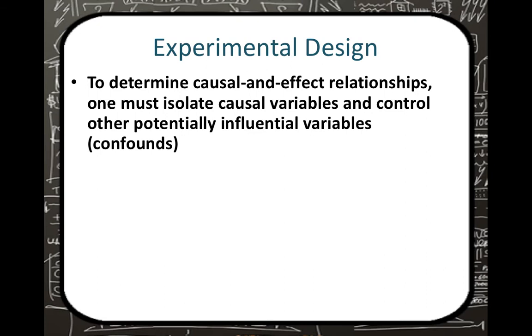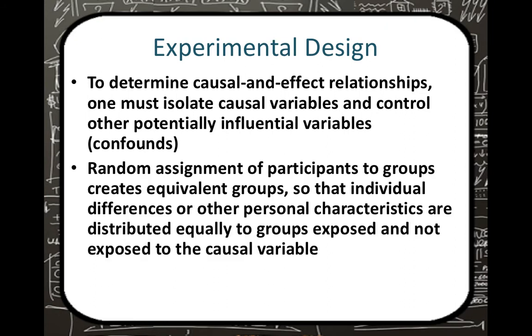So to determine cause and effect relationships, we have to isolate causal variables and control other potentially influential variables, which we know as confounds or confounding variables, right? So this goes back to what we talked about at the very beginning. How do we determine if one thing caused another? Well, we do that by isolating the variable we think is causing something to happen, and we control for other things that may influence the outcome that aren't the thing we're interested in.